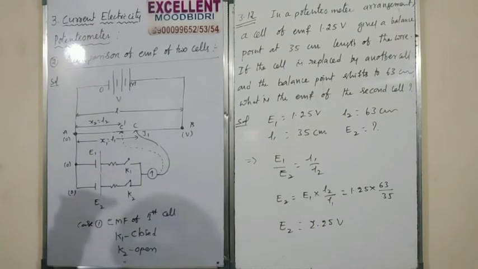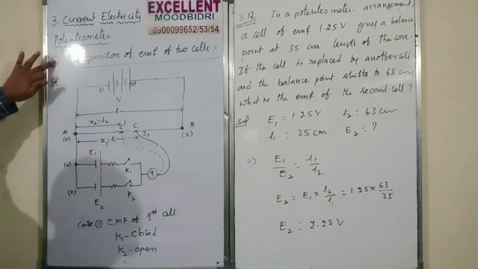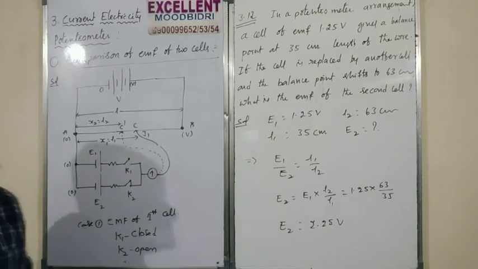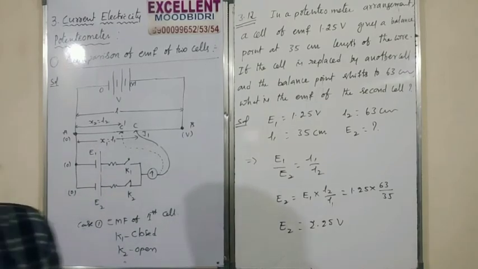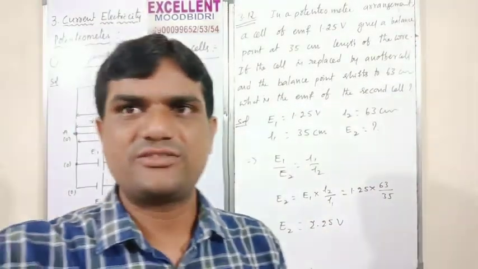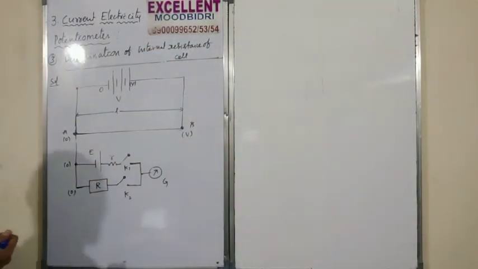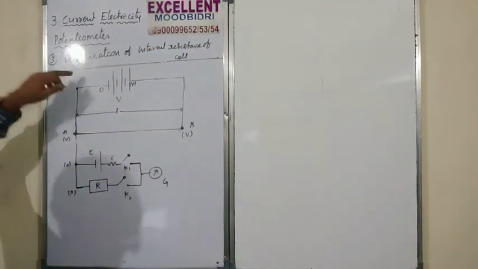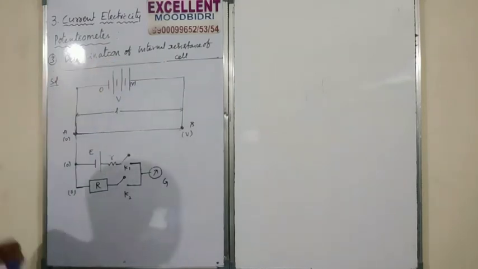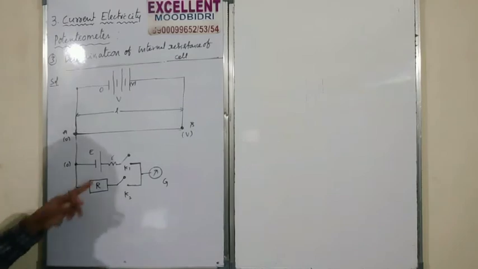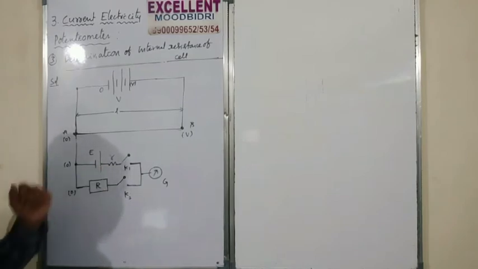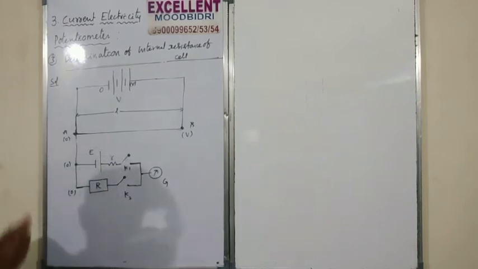That is finished. Now the next, third question is the internal resistance of a cell. Last question in the potentiometer: determination of internal resistance of a cell. We want to find the internal resistance of the cell. What is the process?